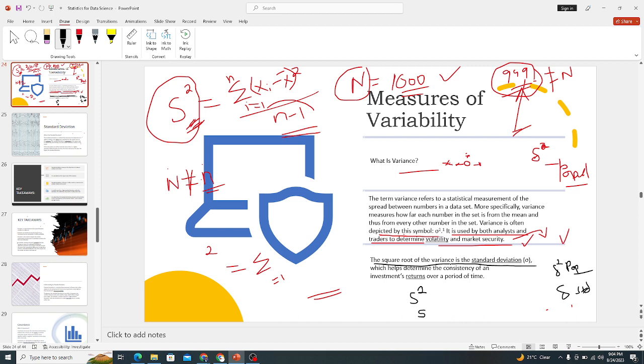So the square root of variance is the standard deviation. So the square root of this will give us the standard deviation s. Definitely this will remove the square and remain with s. So the square root of variance is the standard deviation, which helps determine the consistency of an investment's return over a period of time. So this is just an application when it comes to asset investment.